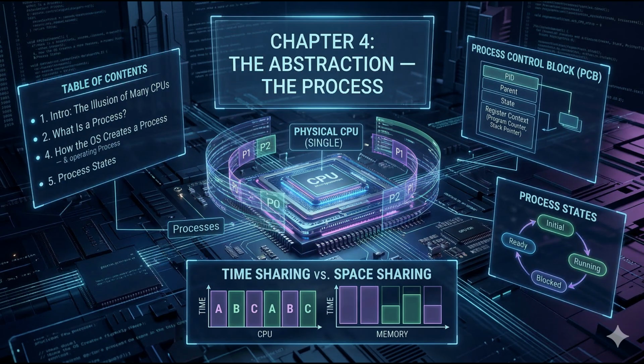CPU virtualization: faking many CPUs from one. The OS solves this problem through CPU virtualization, sharing one physical CPU among many processes, so each appears to have its own CPU. The OS runs one process, stops it, then runs another. The OS repeats this cycle rapidly. Each process believes it has a dedicated CPU. Think about it. If the CPU switches between processes fast enough, why would each process believe it has its own CPU?